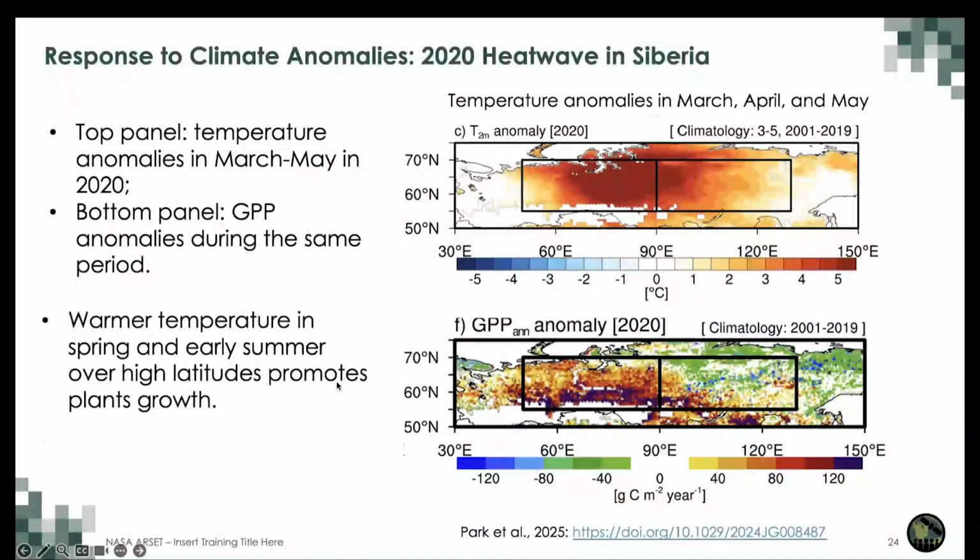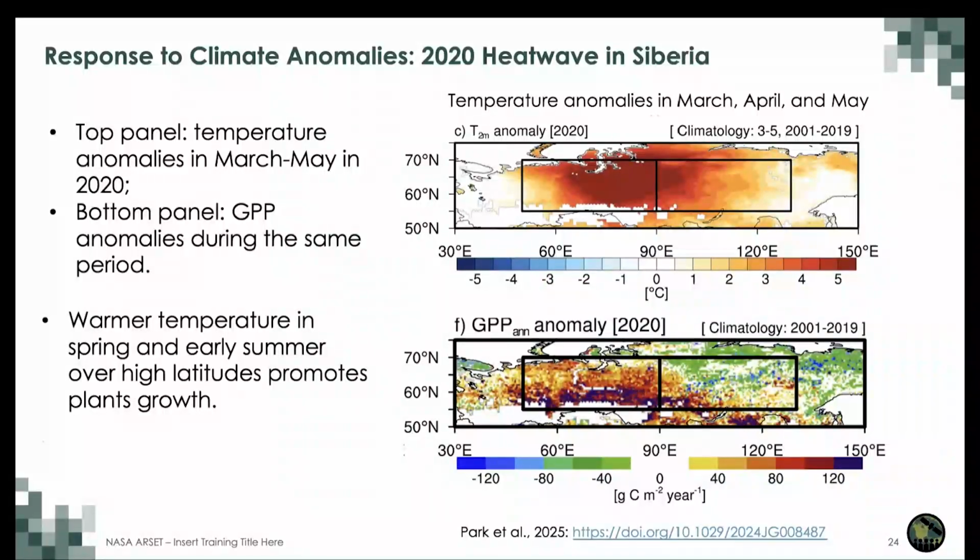The first example investigates the response of productivity to climate anomalies. Here is showing the response of productivity to the 2020 heat wave in Siberia. The top panel shows the temperature anomalies in March, April, May in 2020. It shows that the temperature anomaly can be above 5 degrees Celsius in this region. And in 2020, the Siberia region experienced the warmest spring on record.